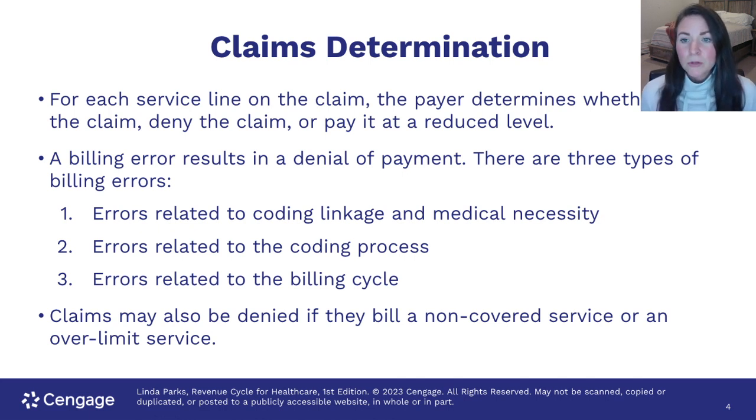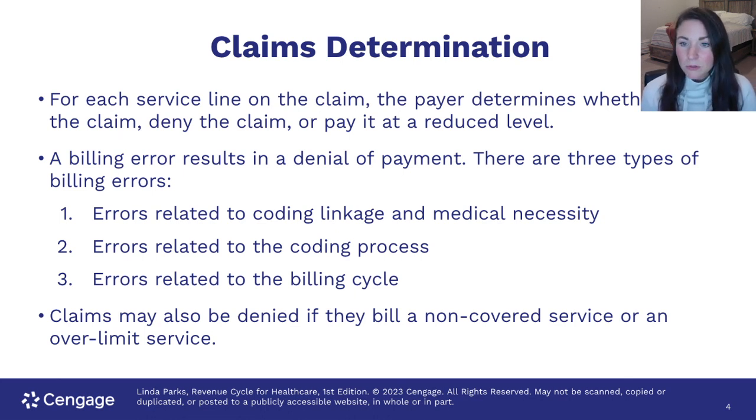A billing error will result in a denial or reduced payment, and there are three types of billing errors. So first is when there's an error in coding linkage and medical necessity. So like if the patient has a service that doesn't match up with what their diagnosis is. The second is an error related to the coding process. So if they use an outdated code, or worse, if they report services that aren't documented, or alter the documentation after the services are reported. Those are all big no-nos. And there's a lot more examples for that one.